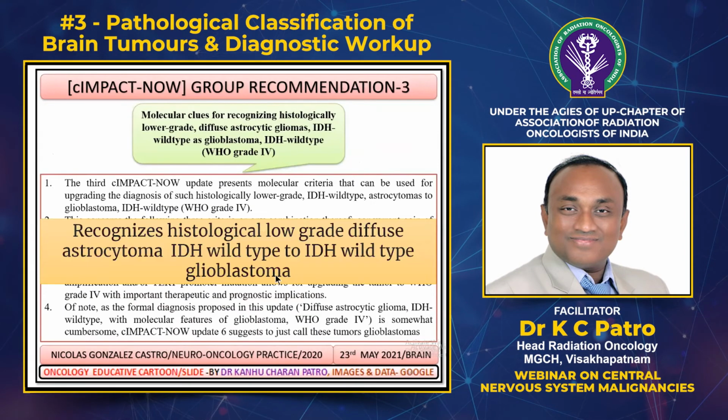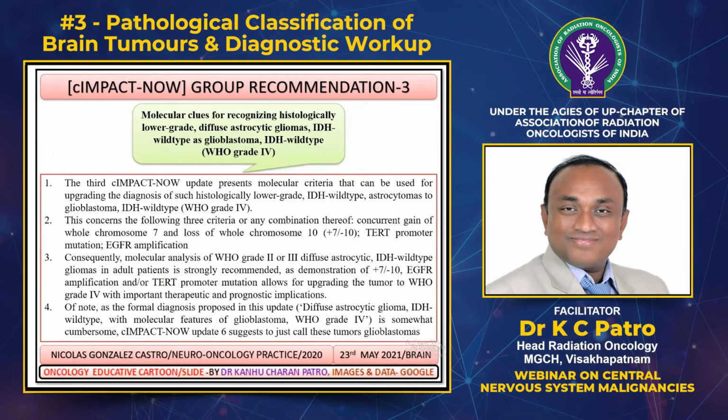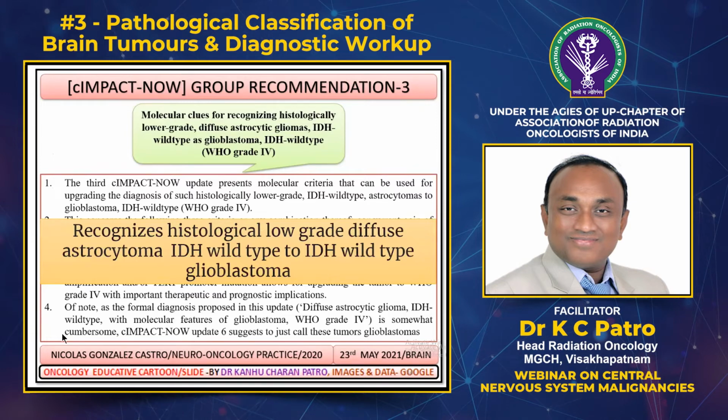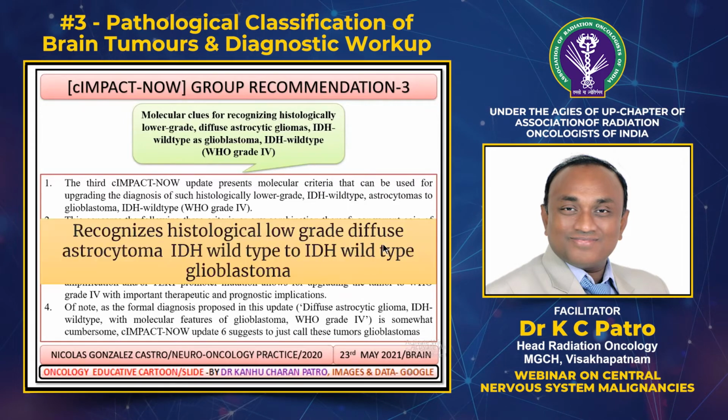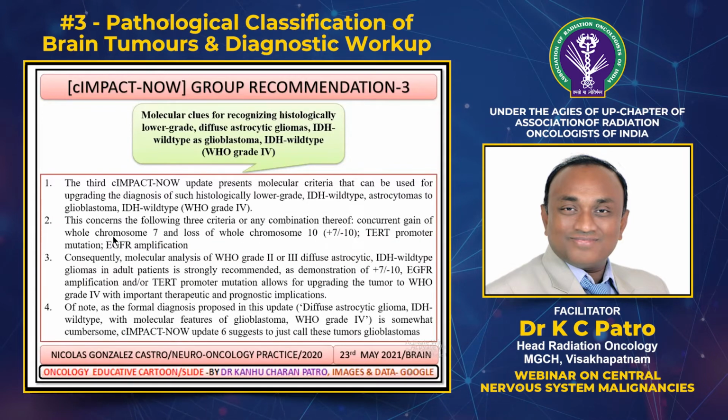Another recommendation: a histologically low-grade astrocytoma that is IDH wild type should be treated as IDH wild type glioblastoma. So, if a diffuse astrocytoma looks low grade histologically but is IDH wild type, which molecular profiling do you go for? They said that gain of chromosome 7 or loss of chromosome 10, TERT promoter mutation, or EGFR amplification, you should regard it as grade 4.